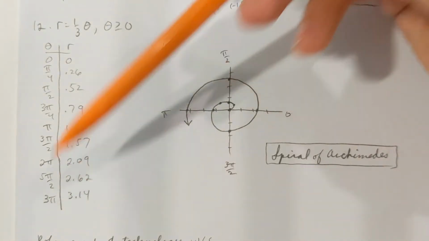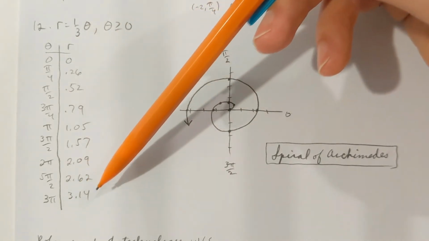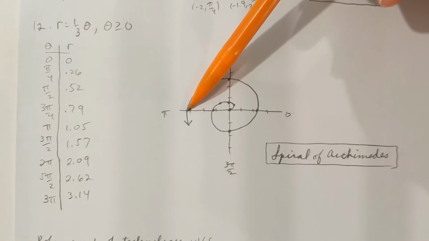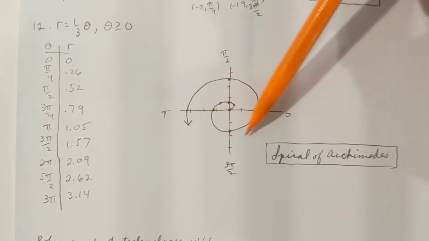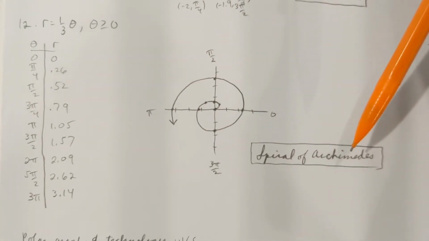If theta is 3 pi, the 3's will cancel. Pi is roughly about 3.14 if you go to the nearest 2 digits. So on the 3 pi axis, you're going to go out 3.14 units and plot a point. So what's going to happen is you're going to have this spiraling effect. We call this curve the spiral of Archimedes.